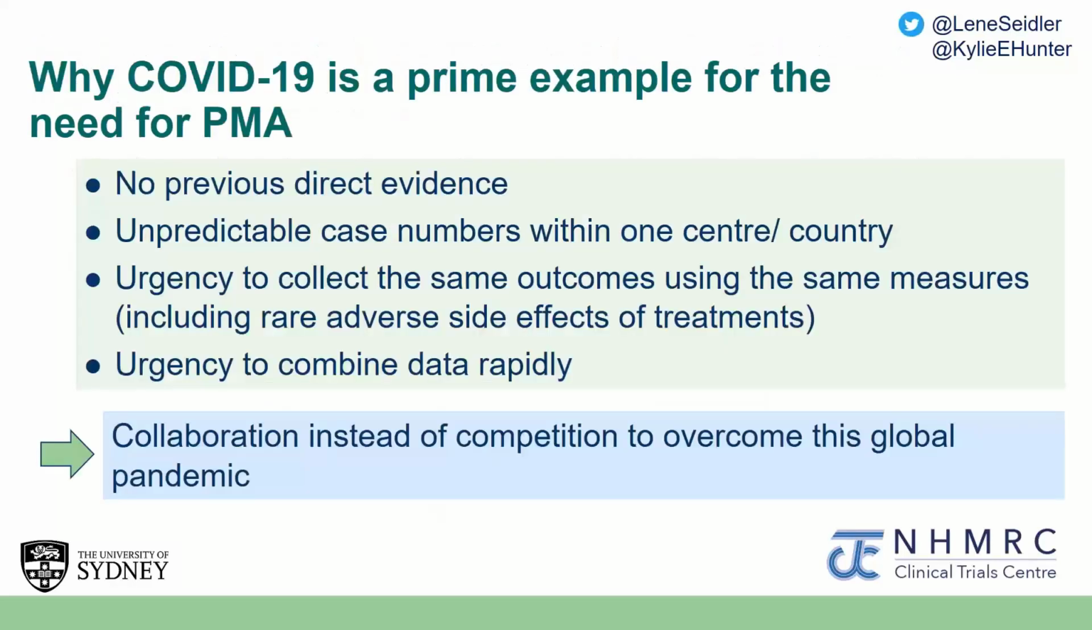Now let's briefly come back to the example of COVID-19 and why this is a prime example for the need for PMA. For COVID-19, there was no previous direct evidence, and there were unpredictable case numbers of COVID within centers or countries. So it was very hard to set up one big trial because hotspots would emerge, but also fade very quickly. There was an urgency to collect the same outcomes using the same measures, including rare adverse side effects of treatments potentially, and urgency to combine data rapidly. So in short, we needed to collaborate instead of compete, and we still need to do so to overcome this global pandemic.